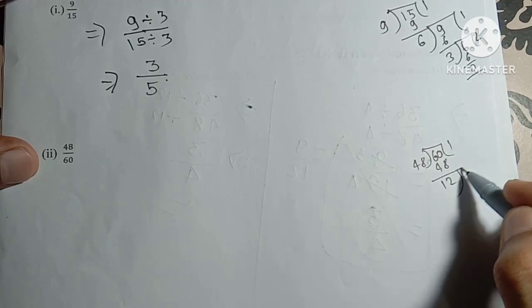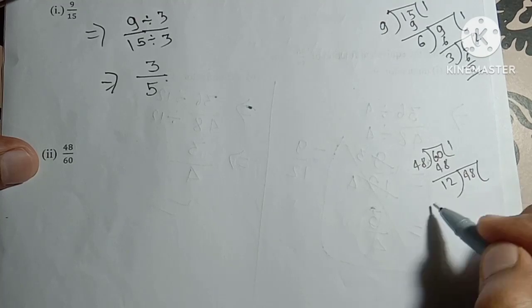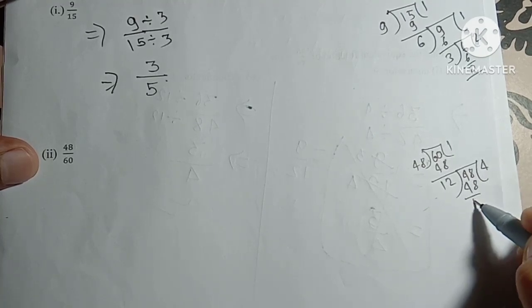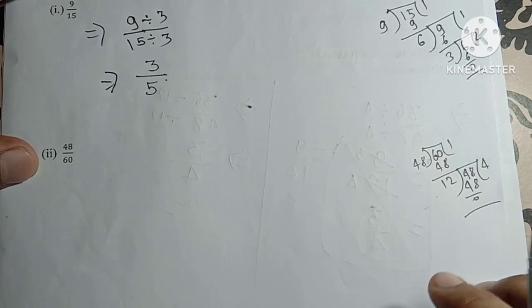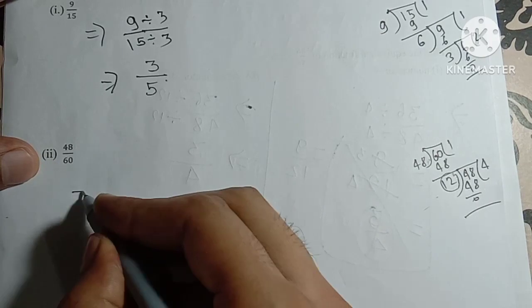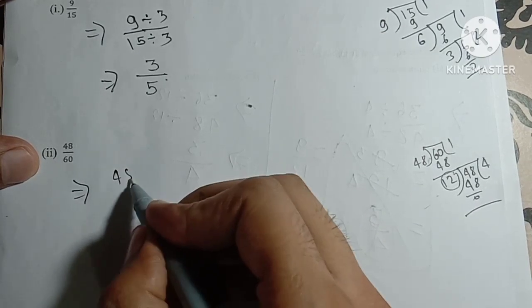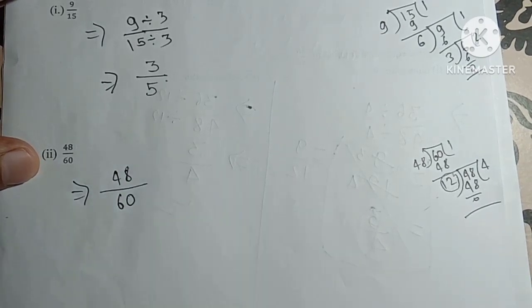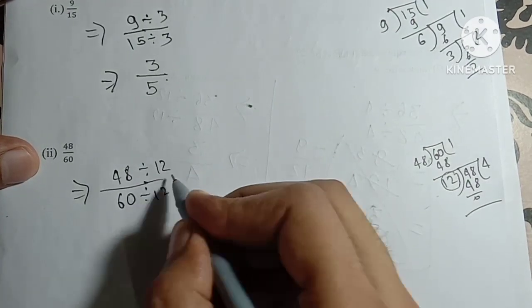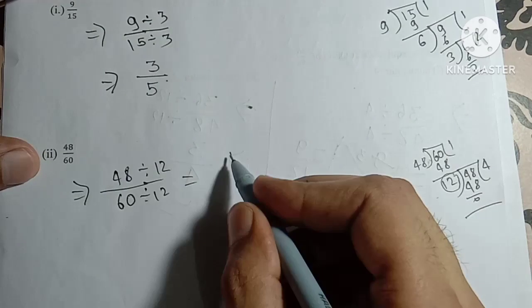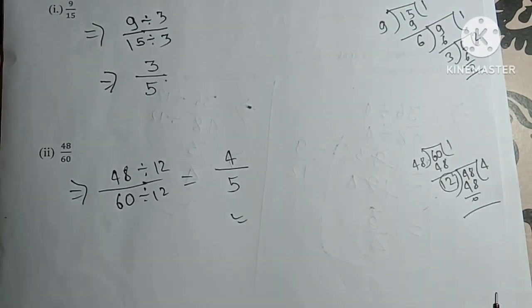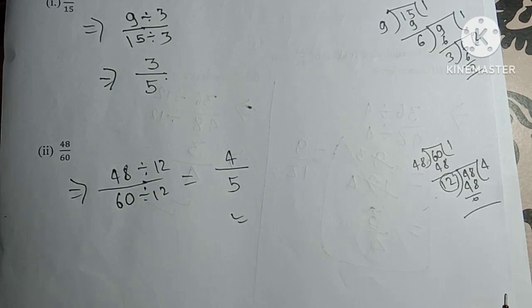Again this will become the divisor and 48 will become the dividend. So 4 times 12 is 48. This completely divides, that means 12 is the HCF of these two numbers, and that also means that we have to divide both numerator and denominator, that is 48 and 60, by 12. On doing so, beta, here we will get 12 times 4 is 48 and 12 times 5 is 60. So the simplest form of the fraction 48 upon 60 is 4 by 5.